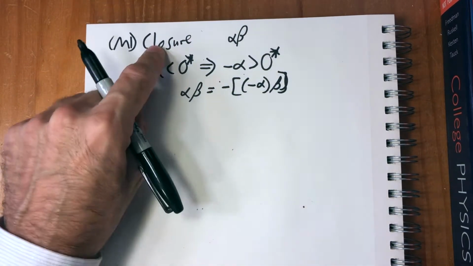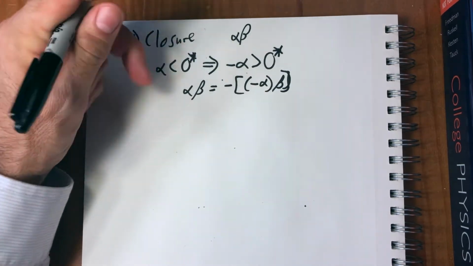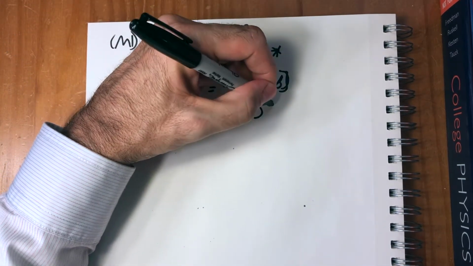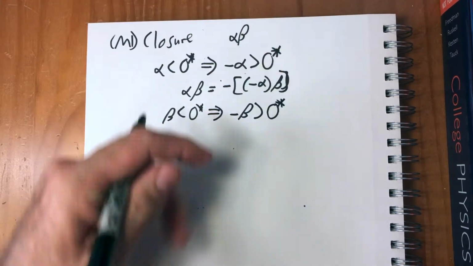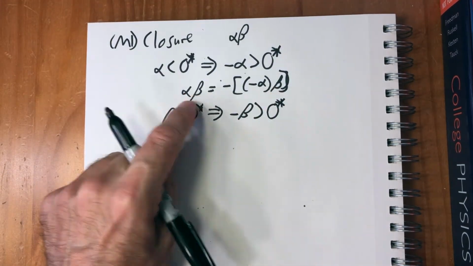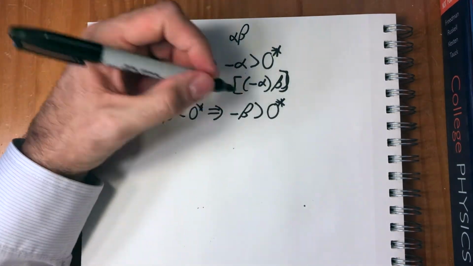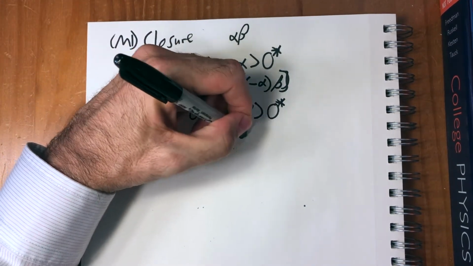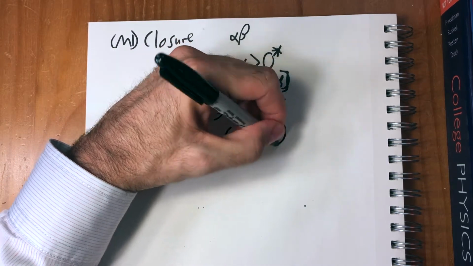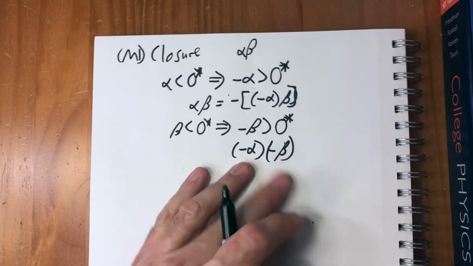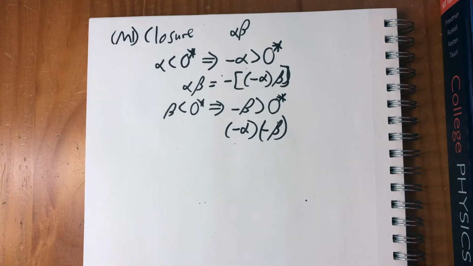So the closure is automatic. If they were both negative, then if beta is negative, then minus beta is greater than 0. So the definition of alpha beta, if this is positive and this is negative, would be the same. Or if they're both negative, then it's minus alpha times minus beta. We know from 118a that this is positive, this is defined, so that's it. That's all there is to closure.